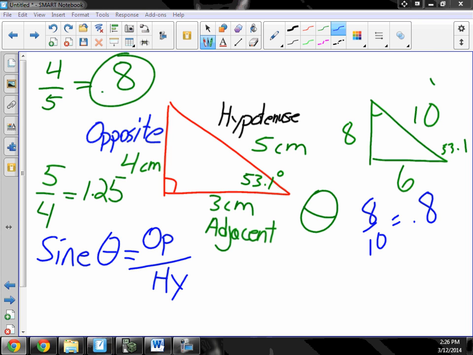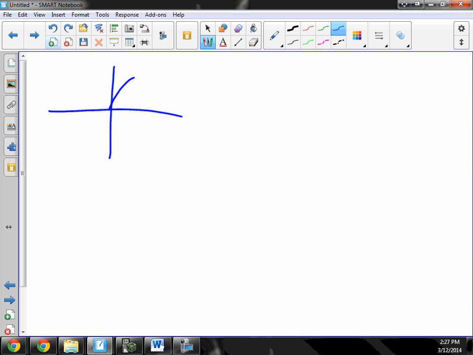And if theta happens to be 53.1, that ratio is 80%. Everybody remember that? So all sine does is tell us, in a right triangle, how long is the opposite side in comparison to the length of the hypotenuse. That's all it is. And that decimal is between -1 and 1. It can't get bigger than 100%. And it can't get smaller than -100%. And we see that in the graph. The graph of sine looks like this from 1 to -1.